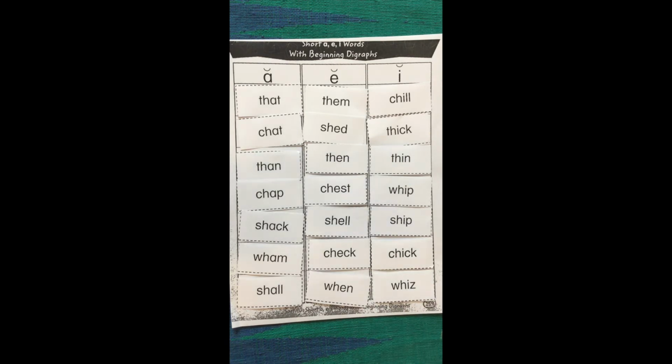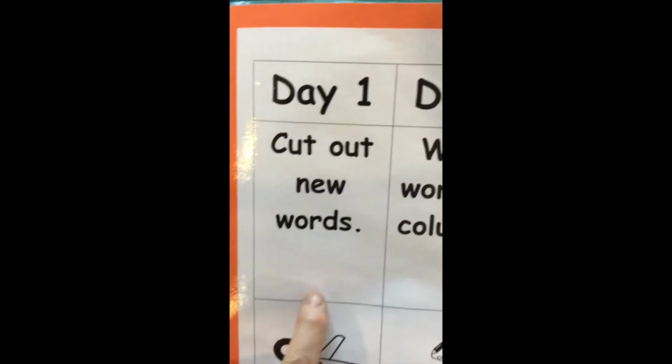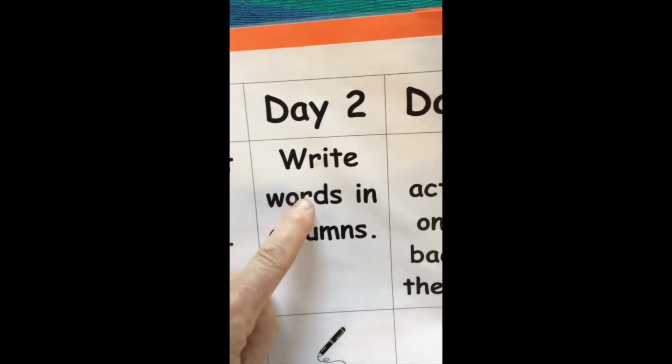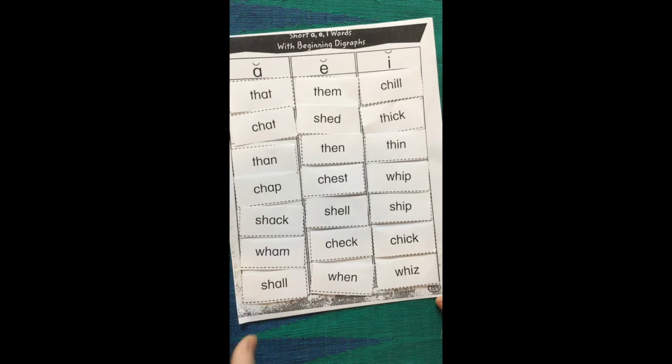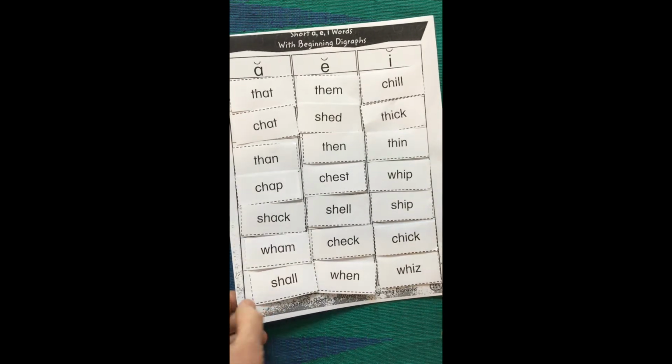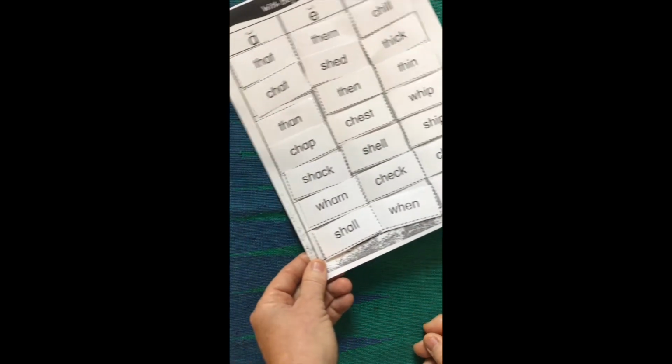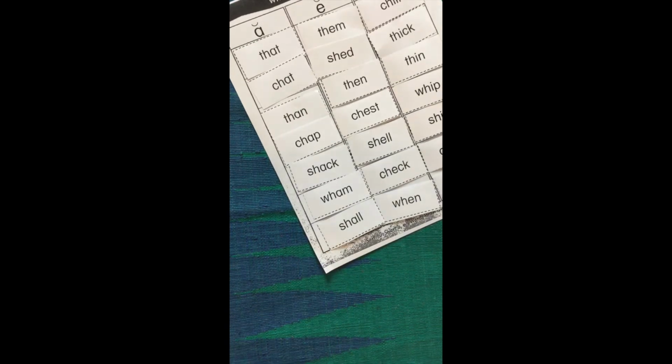Okay, and then we've just done day 1. We cut out our new words. Day 2, if it were day 2, we would write the words in columns, and that's what I'm going to show you how to do using a book, the kind of word study book that we used in class. But of course, it's not necessary to use this special book. You can just do this on a piece of paper at home.